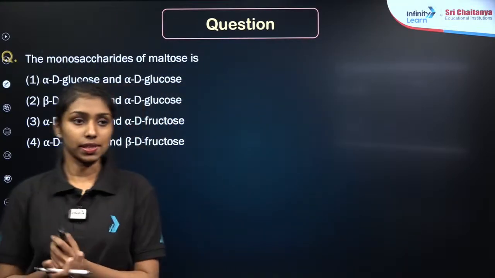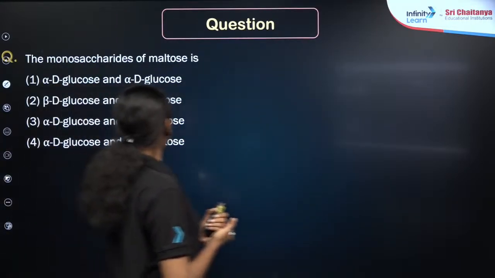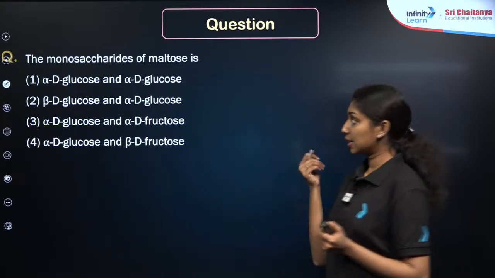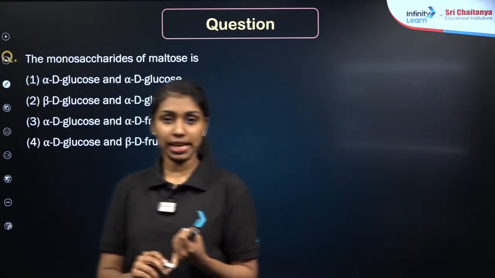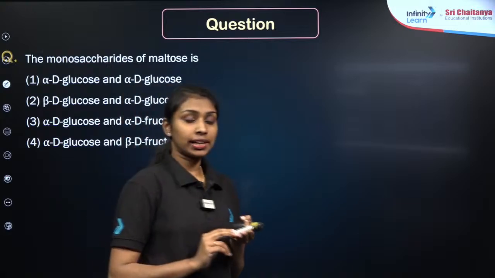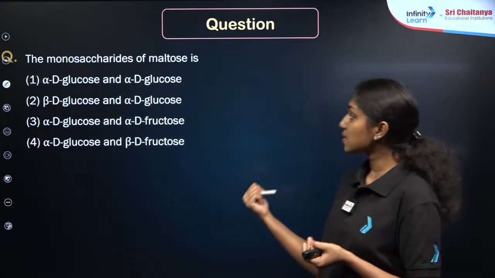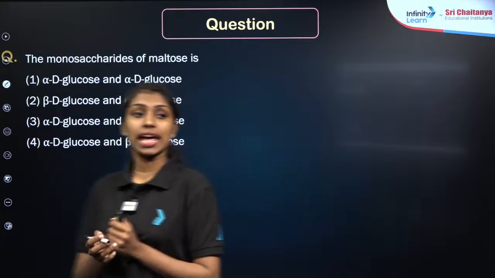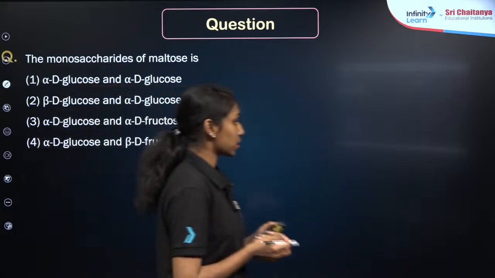Now let us practice some questions. Here is the first question for you. We have already discussed the different types of saccharides, carbohydrates, right? We have seen monosaccharides, disaccharides, oligosaccharides and polysaccharides. Here the question is based on the monosaccharides of maltose. What are the monosaccharides used in the case of maltose?